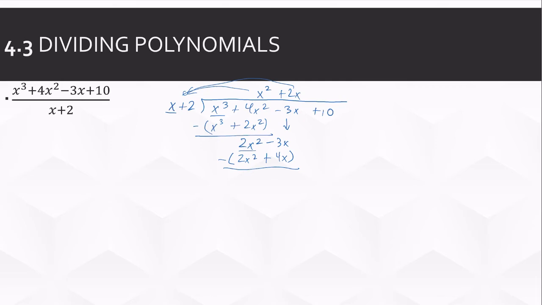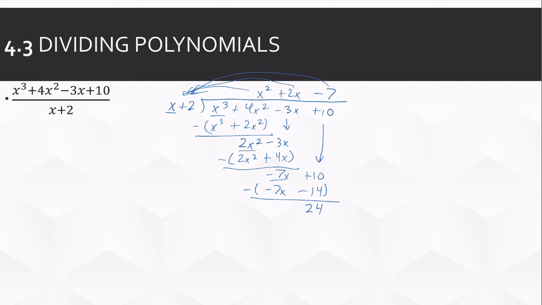2x squared minus 2x squared is nothing. Negative 3x minus 4x is minus 7x. And bring down the 10. Repeat. Negative 7x divided by x is negative 7. Multiply negative 7 times x and negative 7 times 2. Subtract. Negative 7x minus negative 7x is nothing. 10 minus a negative, or plus 14, is 24.